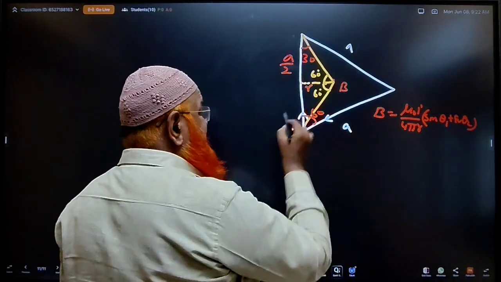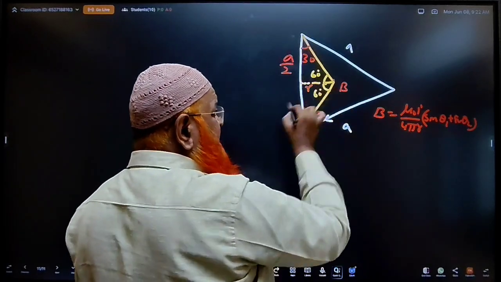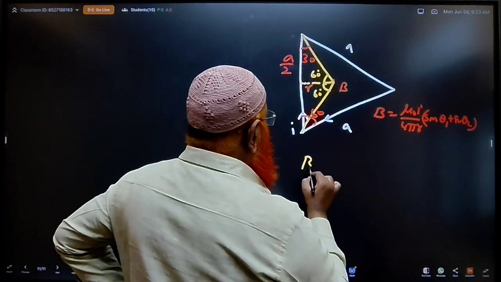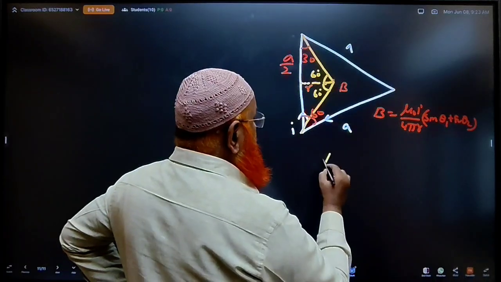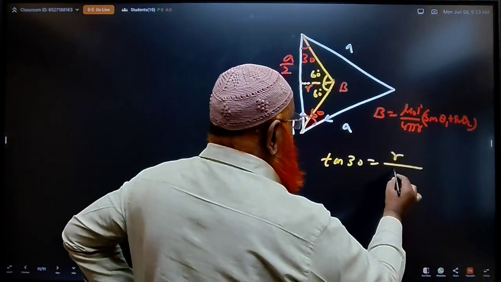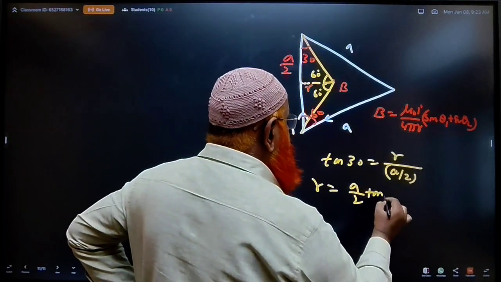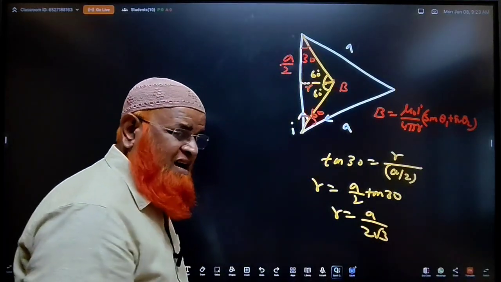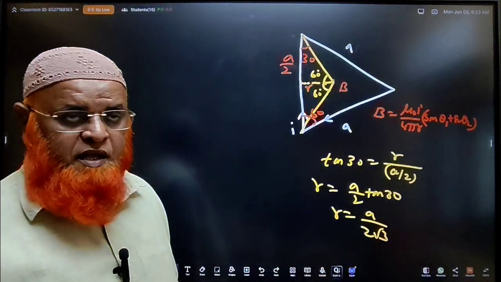I have to find out the magnetic induction at this point, where the distance is a small r distance from that wire. So what is that B now? How to find out that B now? First of all, let us find out R. For that you write tan 30, no? So tan 30 is nothing but opposite side by adjacent side, which is taken as A by 2. So R is equal to A by 2 tan 30, which is R equal to A by 2 root 3. The value of this R is A by 2 root 3.